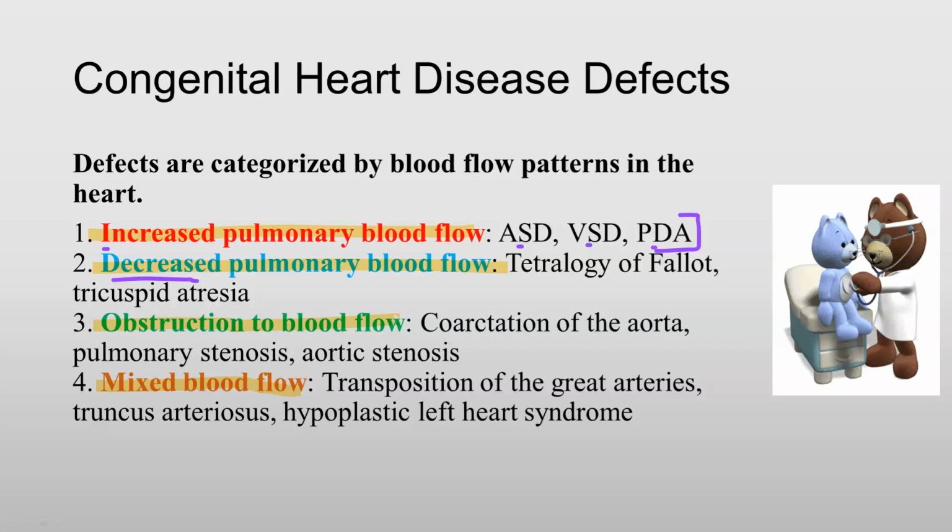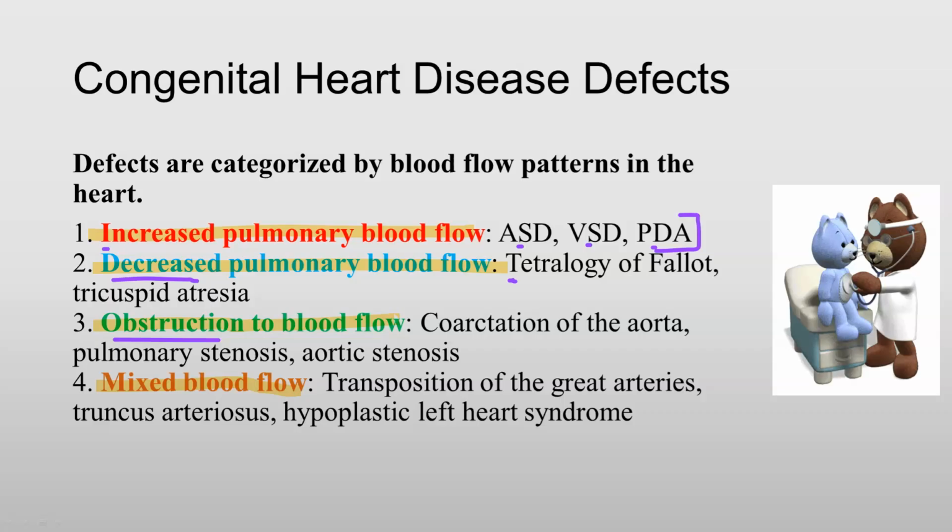Decreased pulmonary blood flow is going to be tetralogy of Fallot and tricuspid atresia. So these are going to be our T defects. And T, we know, is trouble, and we should know that decreased pulmonary blood flow can be a lot of trouble.